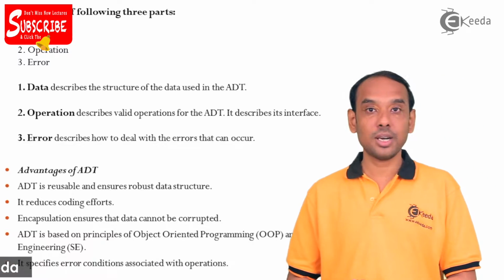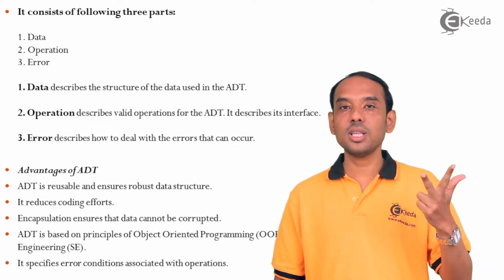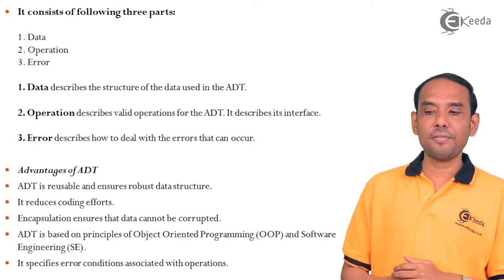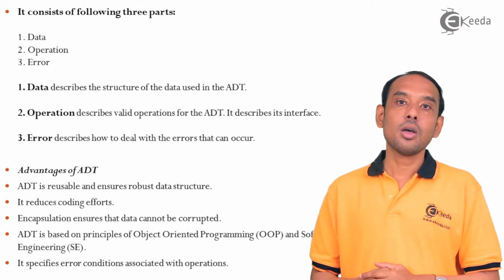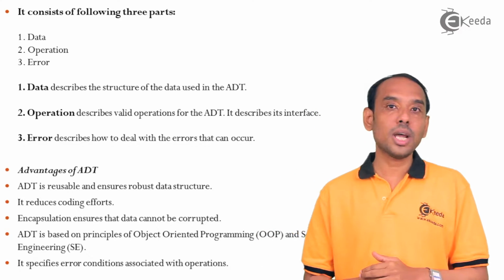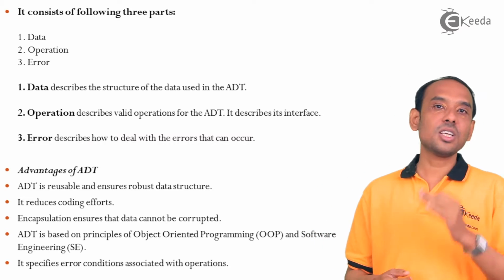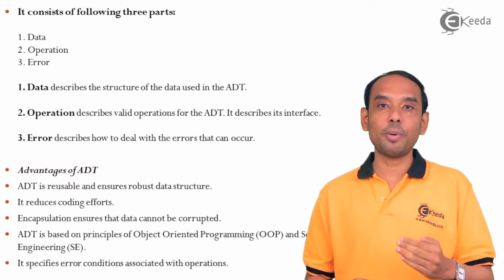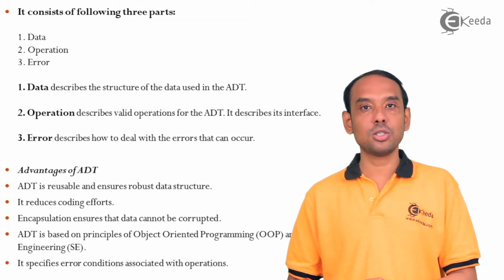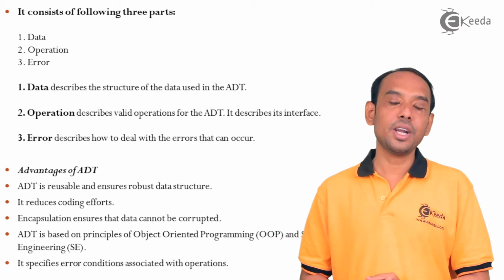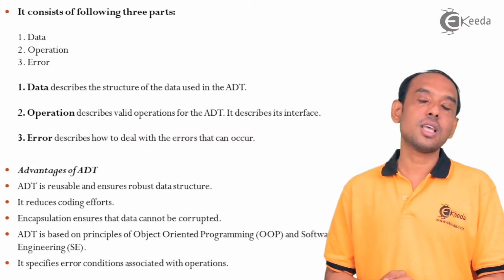Now we are going to learn what the three important parts of abstract data types are. The three important parts are: first one, data, next, operation, and third one is error. Data defines the structure of data types which we are going to use in the abstract data type. Which kind of data we are going to use so that the abstract data type can be implemented. Next, operation. Operation describes a valid set of operations which a user can perform. Basically, the user can perform the set of operations on the data structure through its interfaces. In other words, operations define the interface implementation.